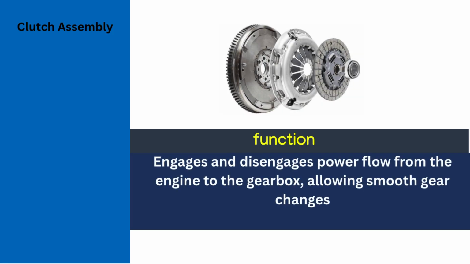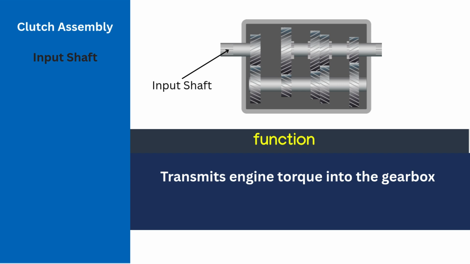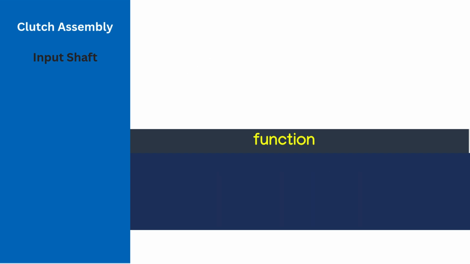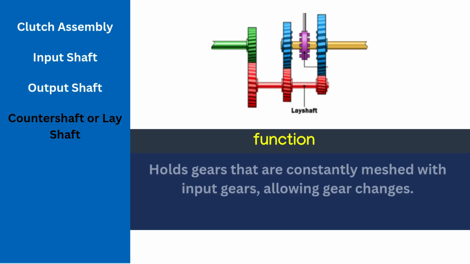Clutch assembly. Engages and disengages power flow from the engine to the gearbox, allowing smooth gear changes. Input shaft. Transmits engine torque into the gearbox. Output shaft. Transfers torque from the gearbox to the driveshaft or differential.